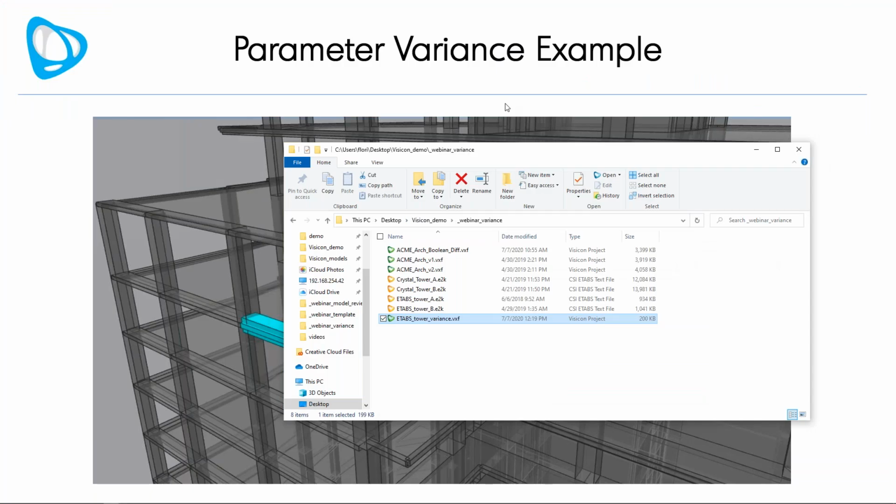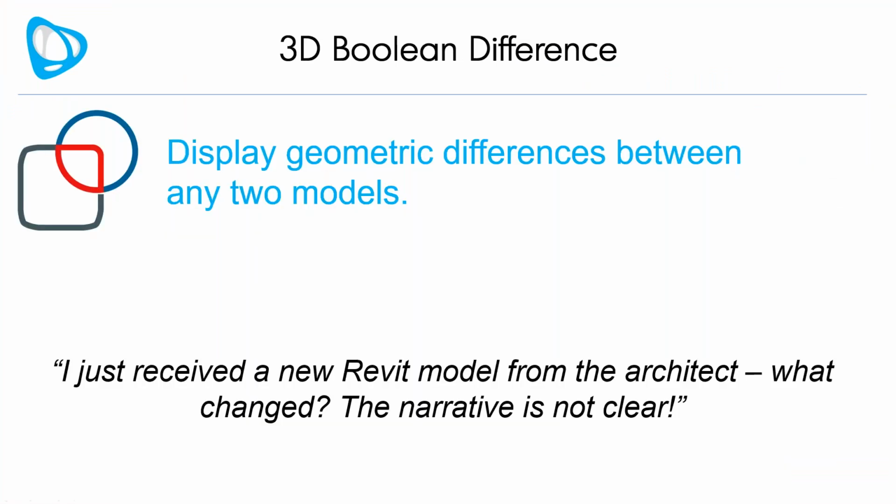This last one, and I keep saying everything's my favorite, this one is really a true favorite, is called 3D Boolean Difference. The first one, model compare, said I have no clue what's changed, do a detailed audit. Variance check was, I know what I'm interested in, pinpoint those changes. This third one is, I want to see a precise graphical display of where the model geometry has changed.